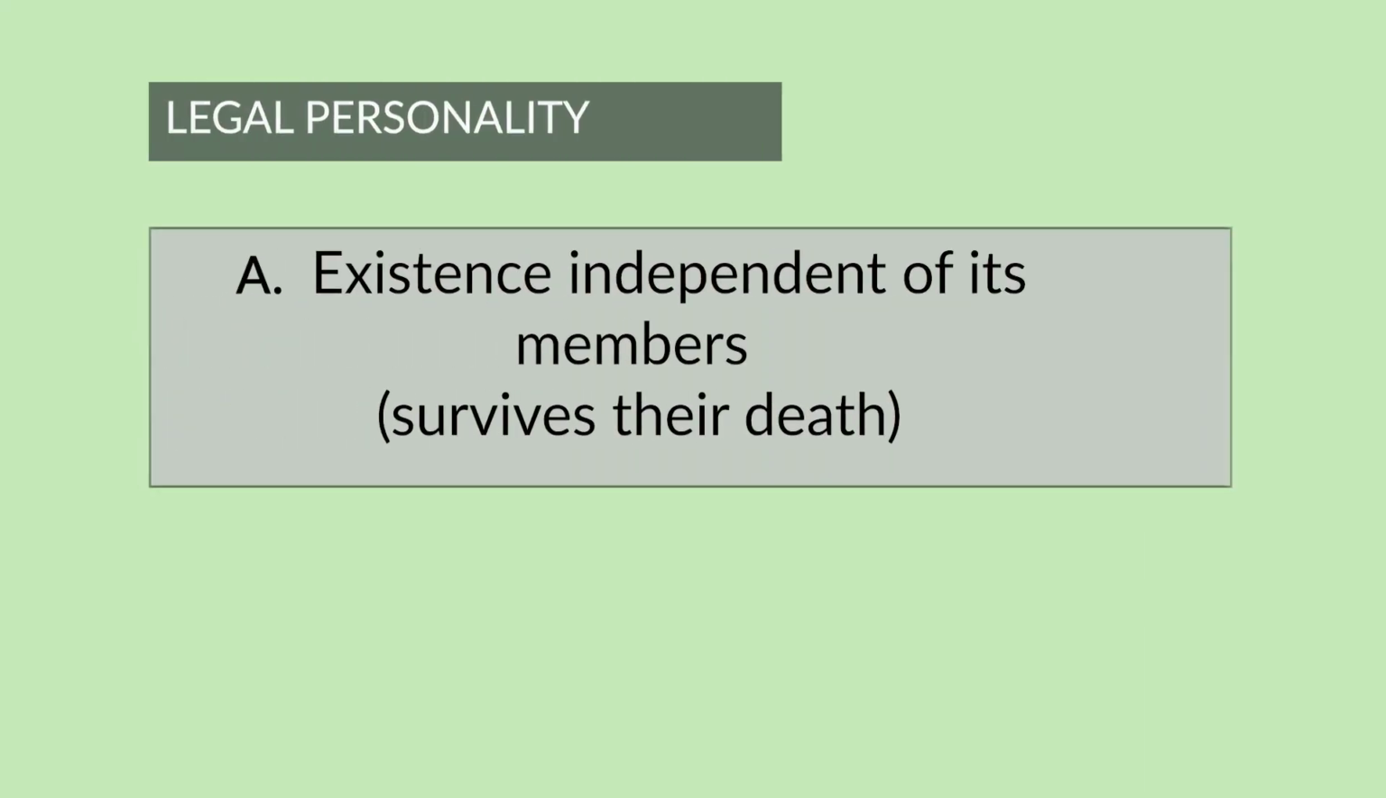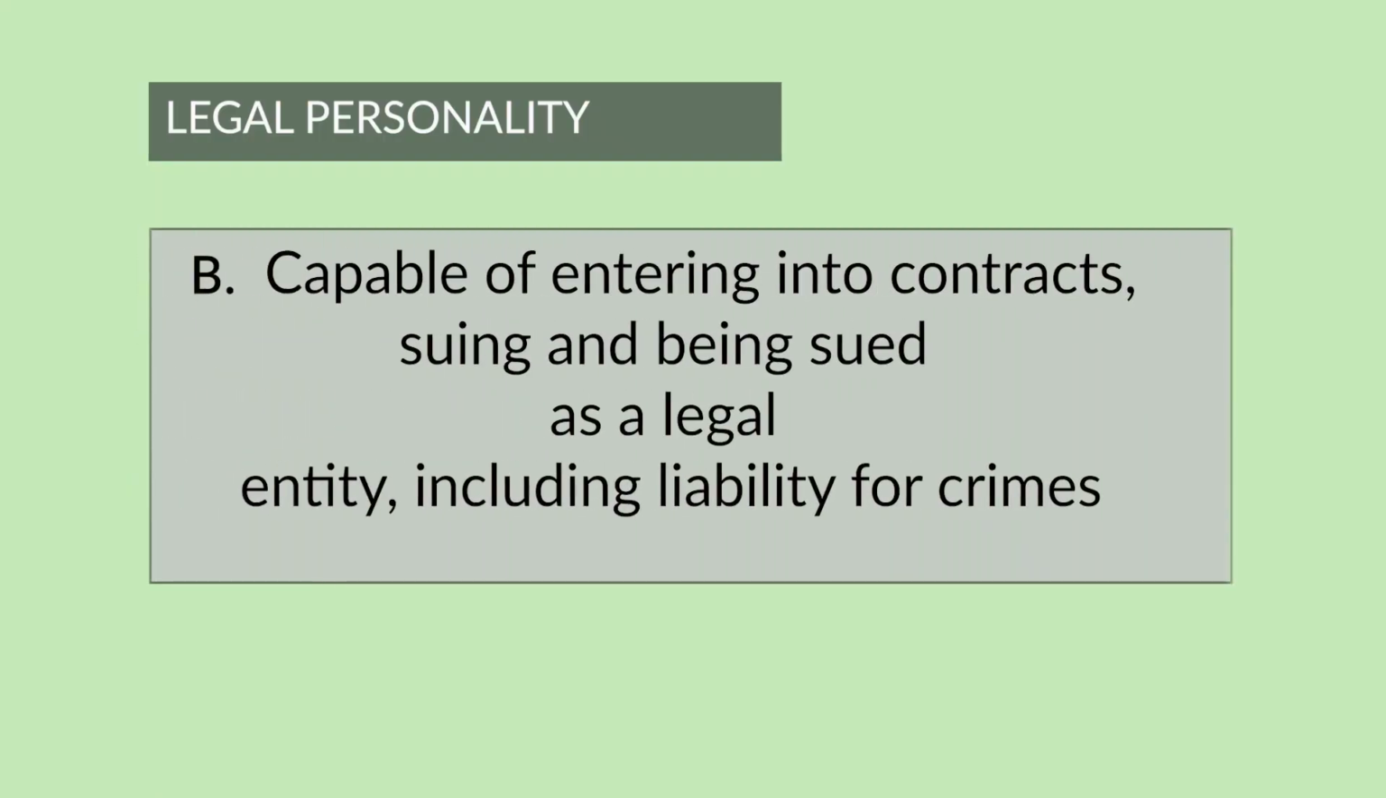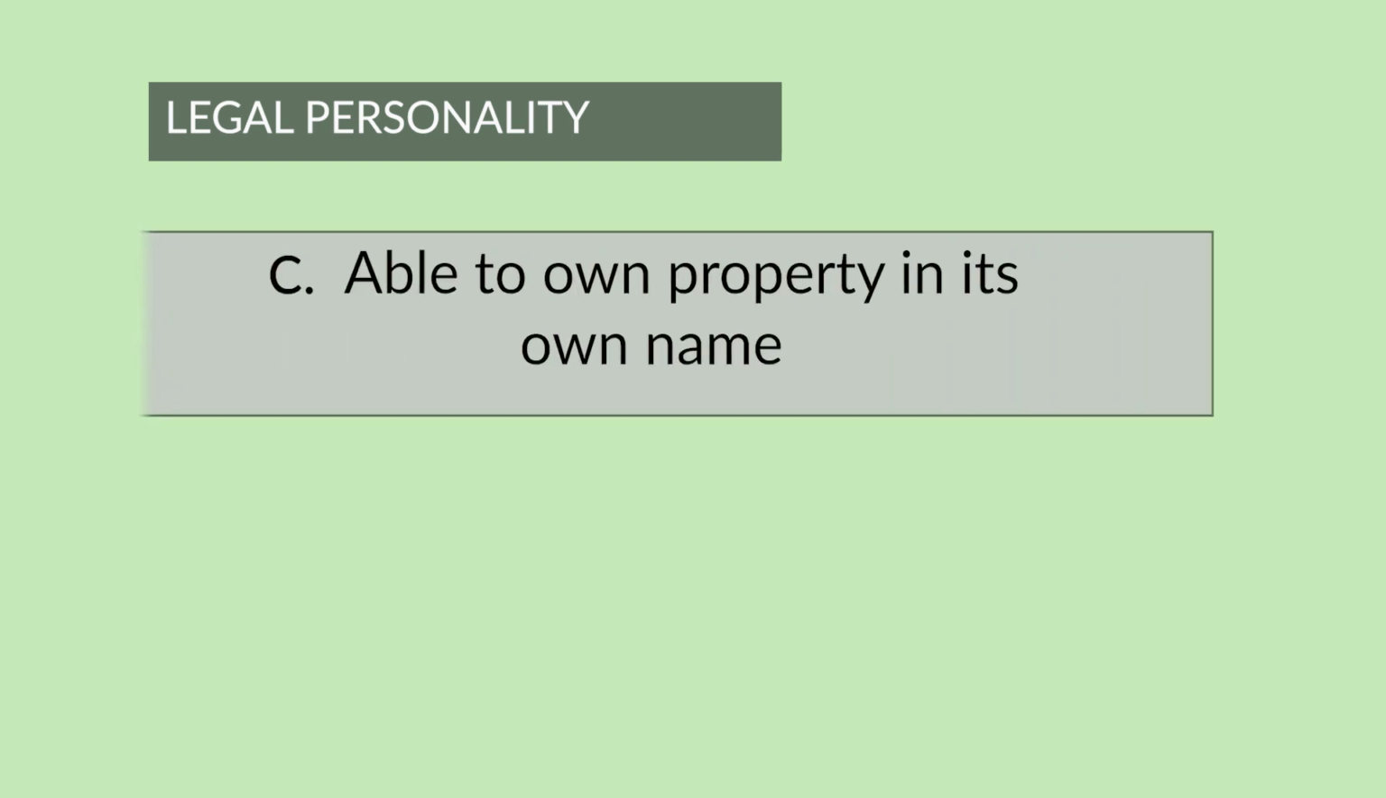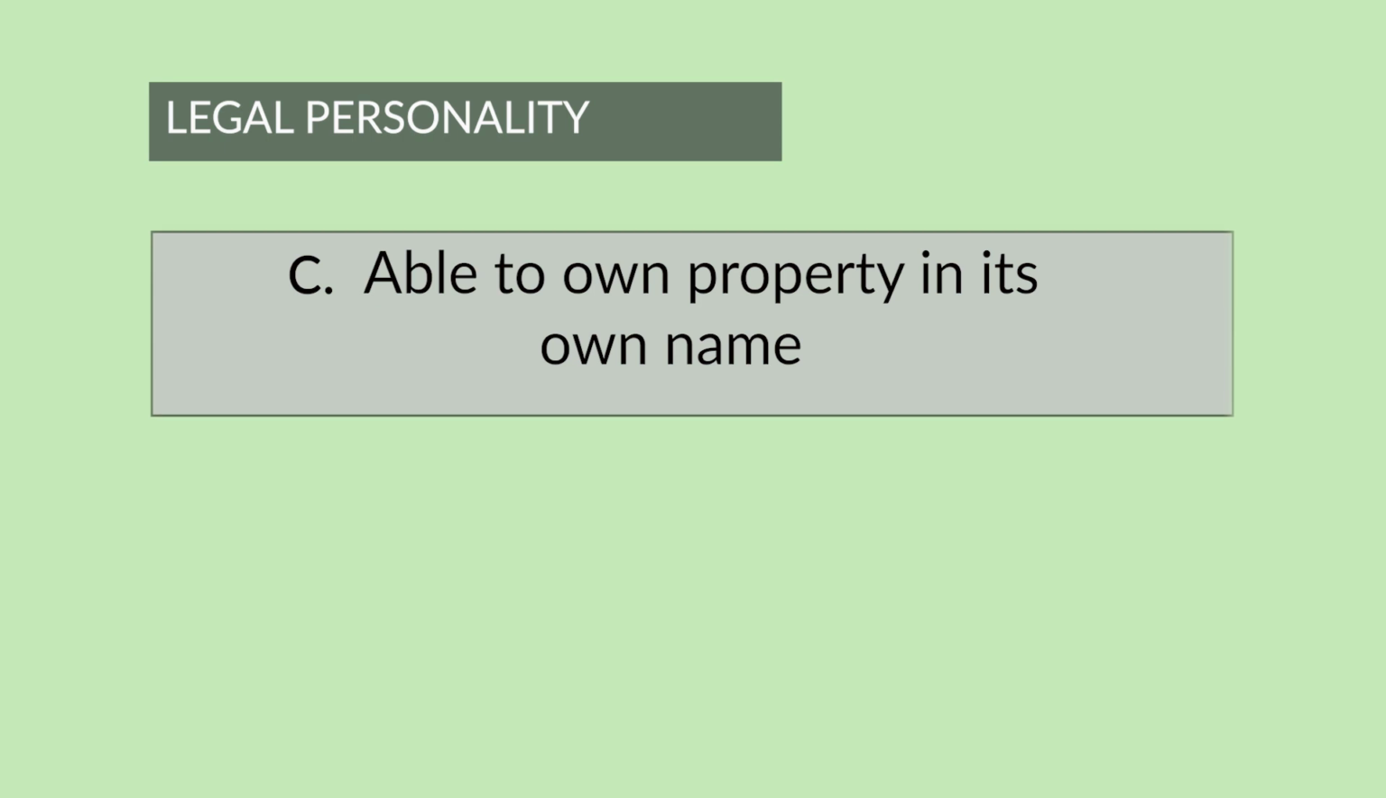An institution will be having a legal personality if it meets the following conditions. A. Existence independent of its members, that is, it survives even after death. B. Capable of entering into contracts, suing and being sued as a legal entity, including liability for crimes, and C. Able to own property in its own name.